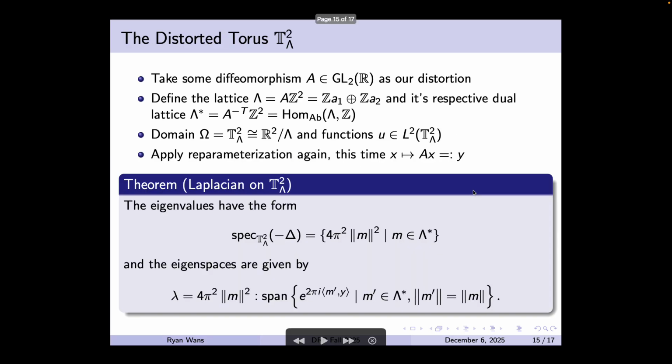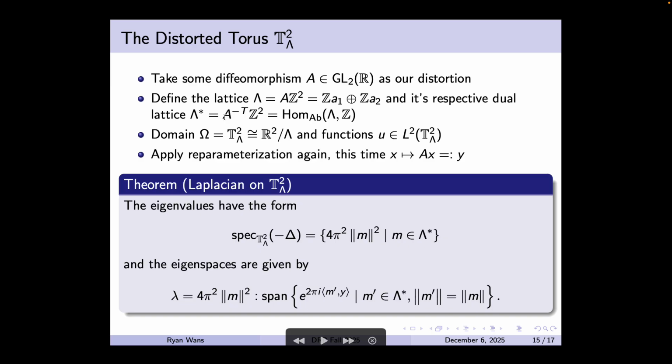Okay. We then looked at the distorted torus, and there are different ways to interpret what we mean by distorted torus. In this case, we're just applying the diffeomorphism to the lattice. So it's actually the same topologically, because this A is a deck transformation, so it's got the same fundamental group and same topological properties and all that. But we're defining this new lattice, like I said, using this matrix, any invertible matrix. And then we define its respective dual lattice as well. It's given explicitly by A inverse transposed times the original lattice Z2.